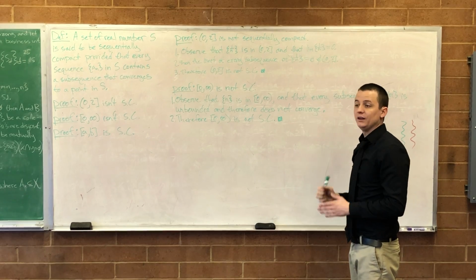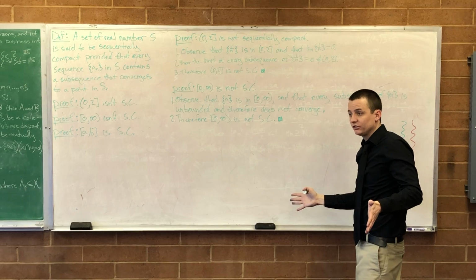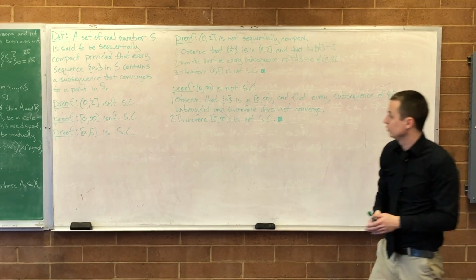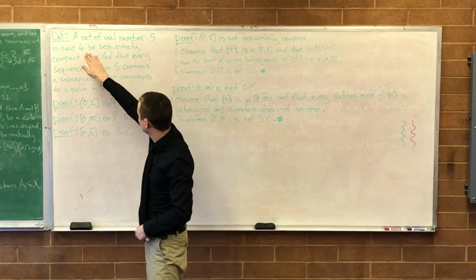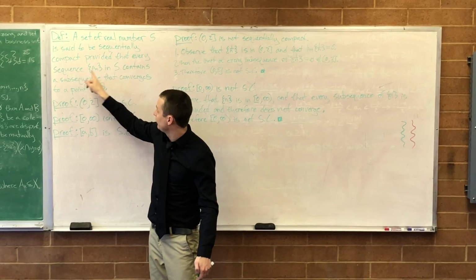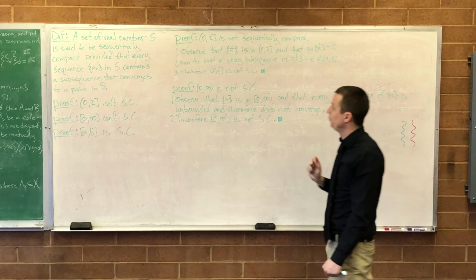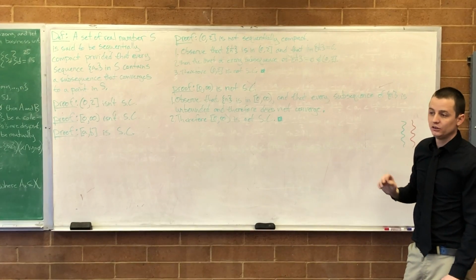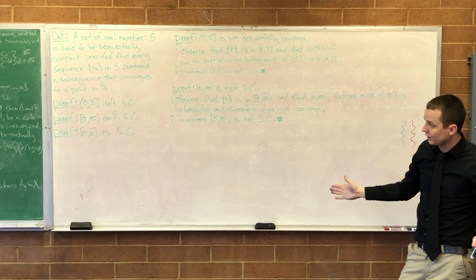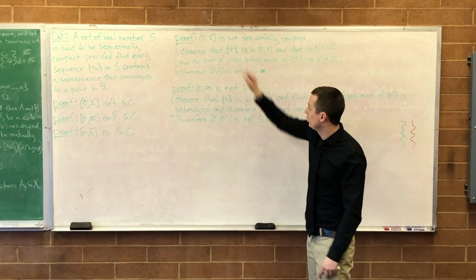So 1 over n is a sequence such that all of its subsequences converge to a point outside the set. Therefore, the set is not sequentially compact. What does it mean for it to be sequentially compact? A set of real numbers is sequentially compact, provided that for every sequence you find, it contains a subsequence that converges to a point inside the set. So to show that it's not, we need to find one sequence such that for every subsequence, it converges to a point outside the set. In this case, we picked 1 over n.